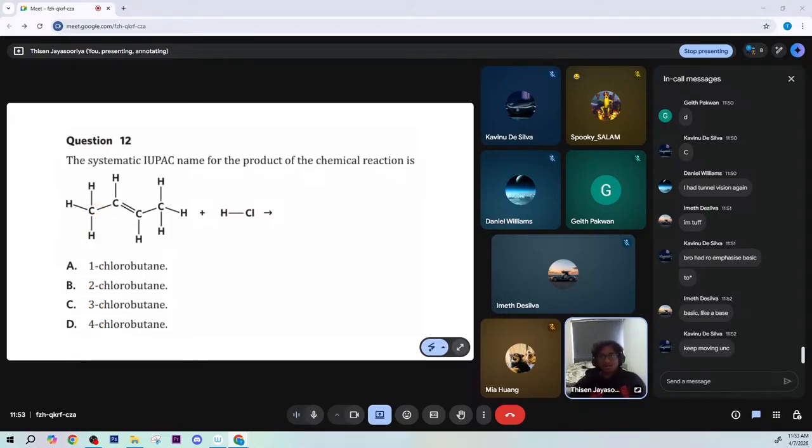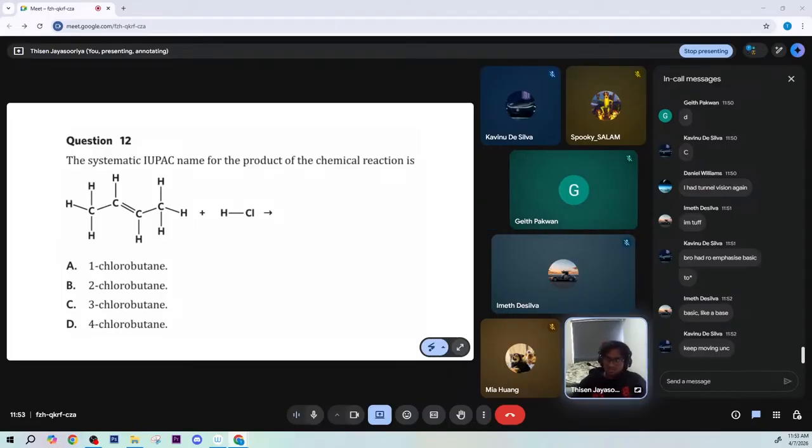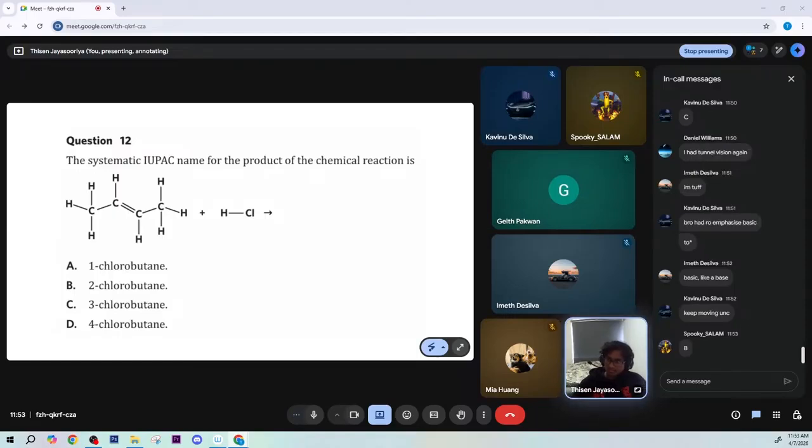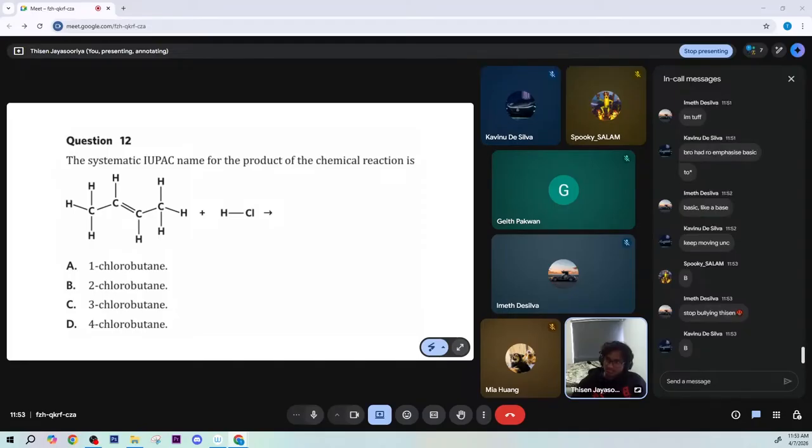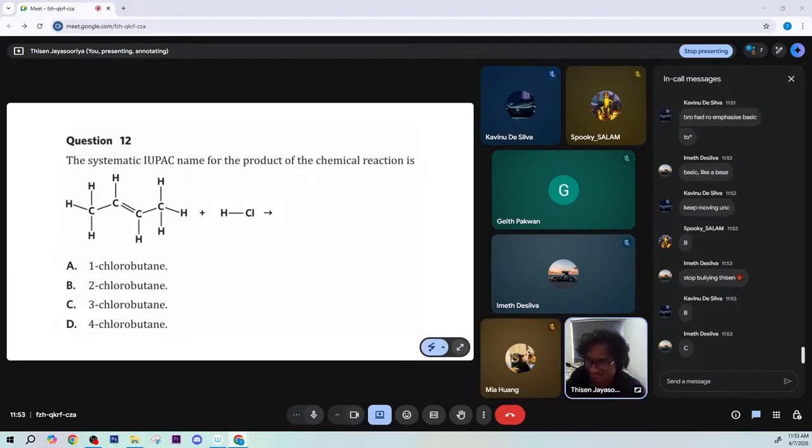Have a go at this one. What is the IUPAC name for the product of this reaction? Is it A, B, C, or D? What do you guys think? Two B's, we have a C. What does everyone else think? You got B, B, C. You're trying to be funny, aren't you?